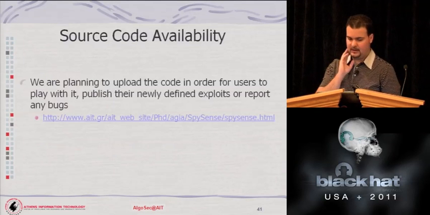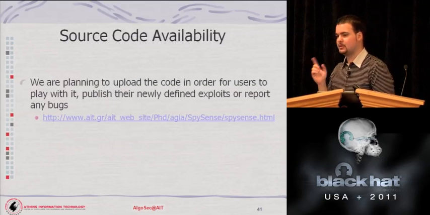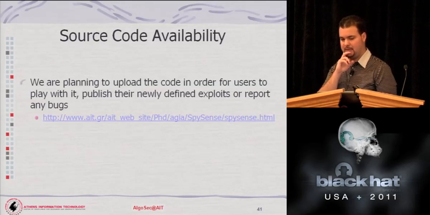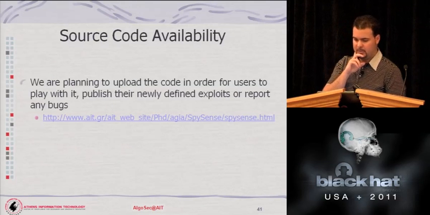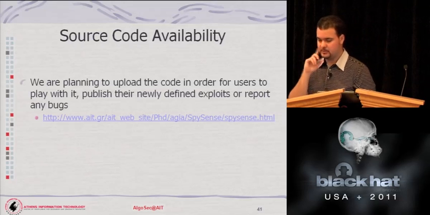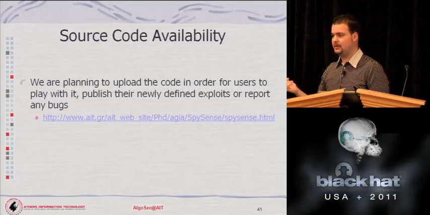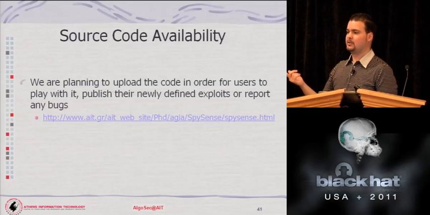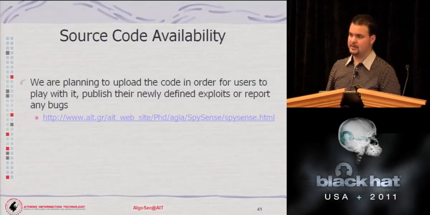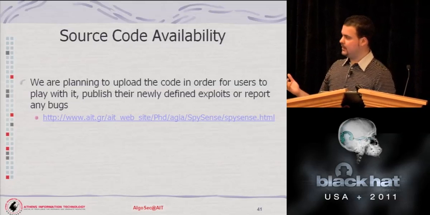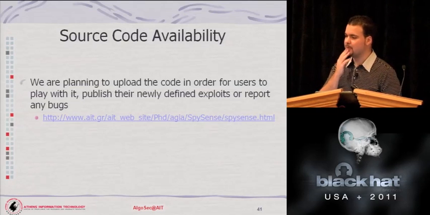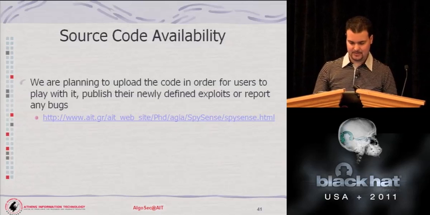Finally, we are planning to upload the code. I think within the month or at the end of August, the code will be available at this link. So you can go download it. You can define new exploits and upload them to the site. You can publish your new exploits with your own names as the authors, or you can find bugs, because obviously the code has limitations.